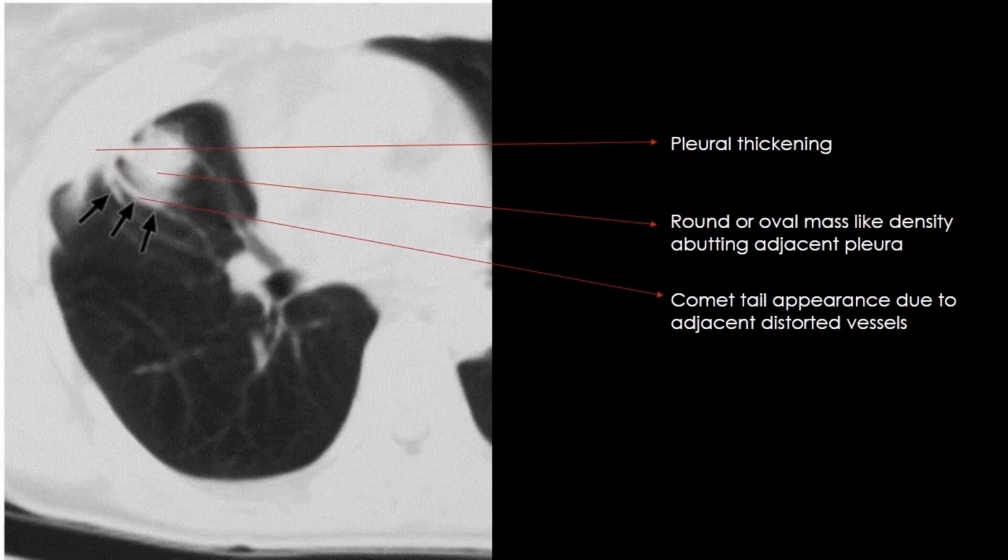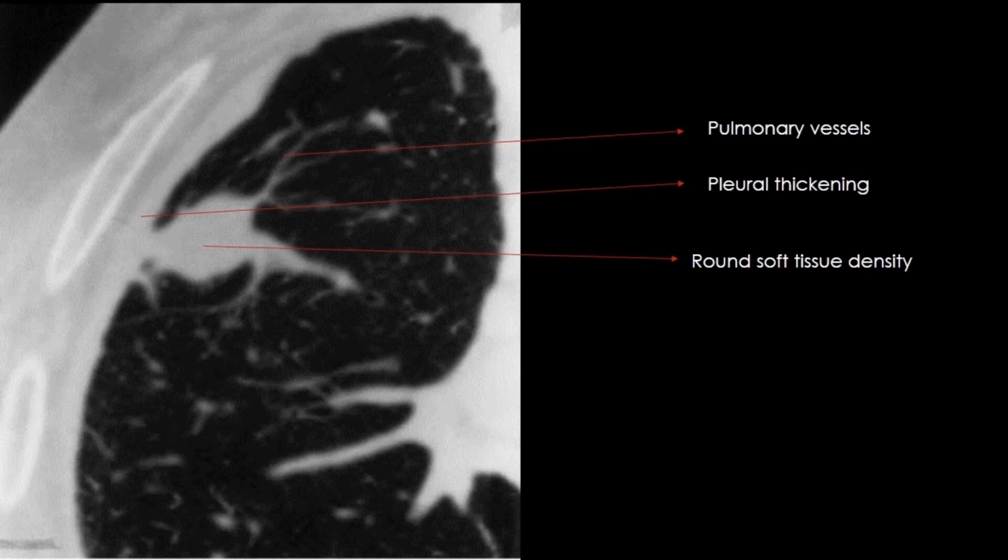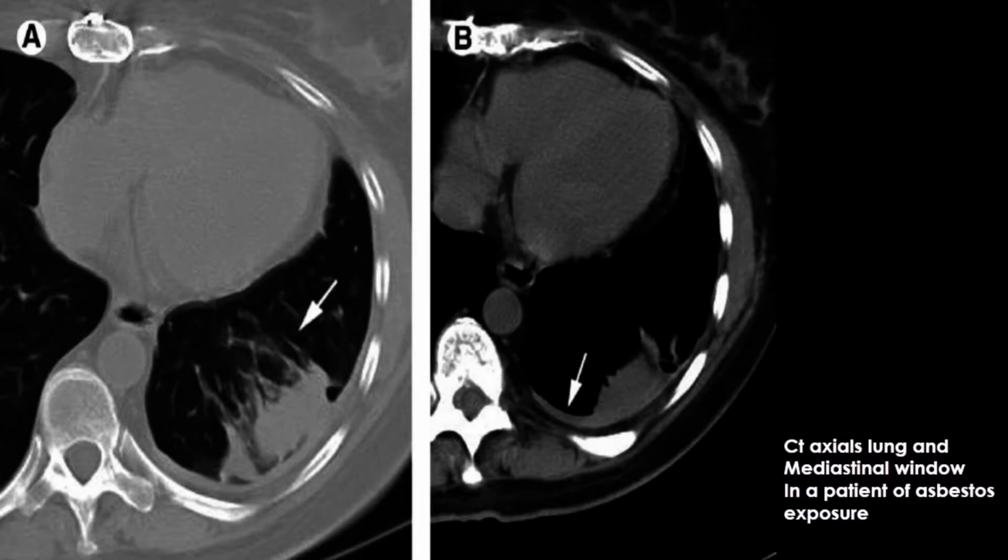This is a classic feature of round atelectasis, where you can see a comet tail appearance given by the vessels traversing towards the mass, together with the adjacent pleural thickening. This is an axial CT in the lung window in a similar patient, where you can find pleural thickening with an adjacent rounded mass with vessels traversing towards it, which is again a classical feature of round atelectasis. CT chest in the lung window and the corresponding image in the mediastinal window show diffuse pleural thickening along the posterolateral aspect of the pleura, together with the adjacent rounded mass and vessels traversing towards the mass, consistent with round atelectasis.